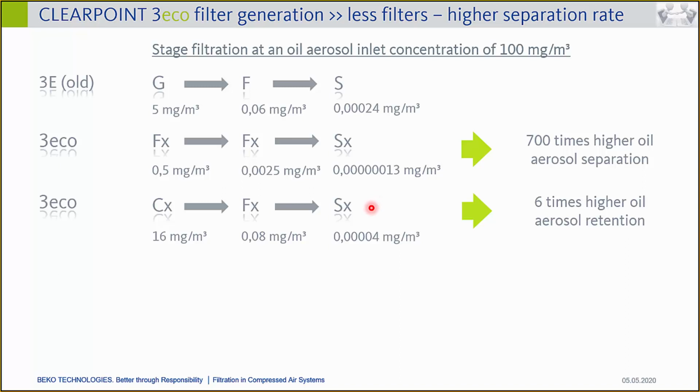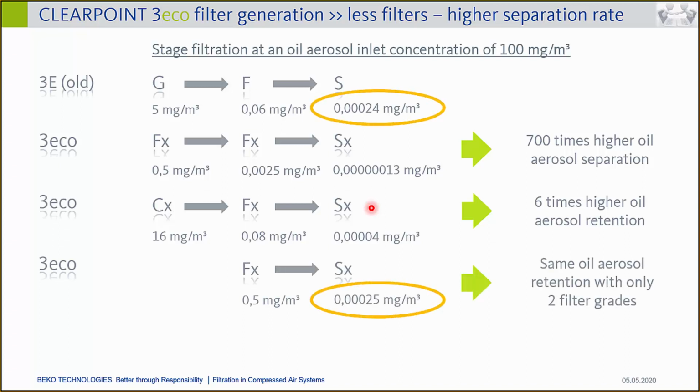And even if we just put two filters, let's say the FX filter and the SX filter, we still have the same aerosol retention rate, but with just two filter elements instead of three elements in the old series. So again, this combination also gives you less pressure drop with the same performance as before with one filter more.